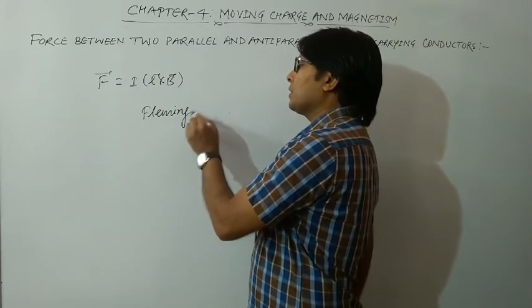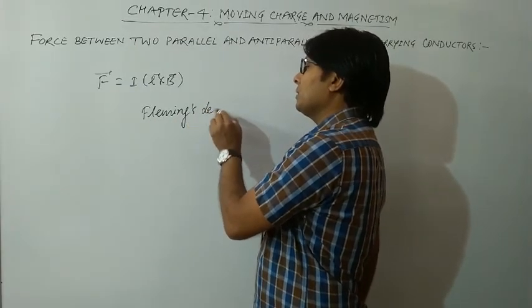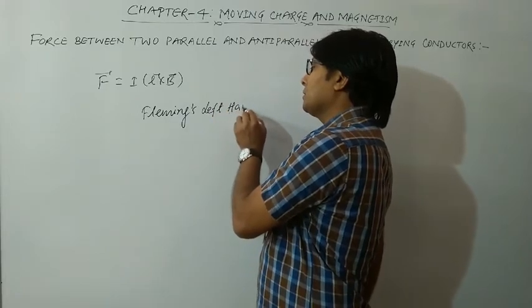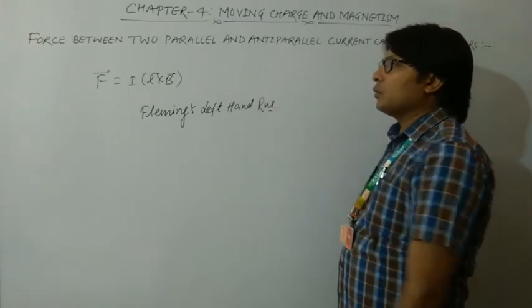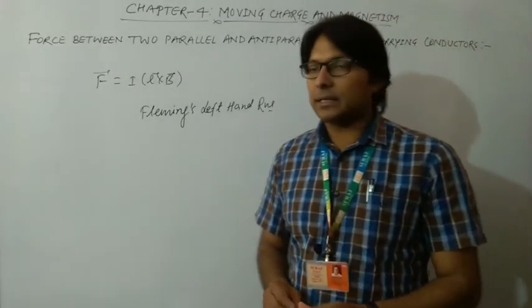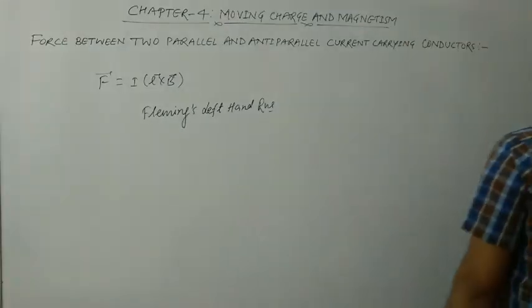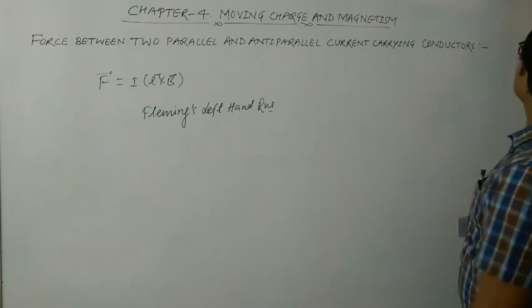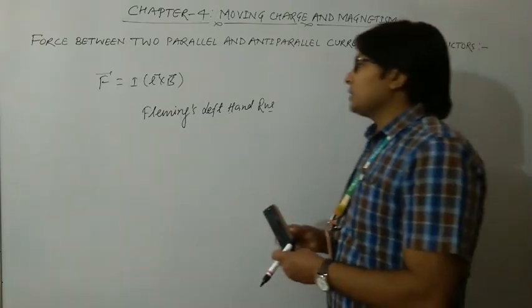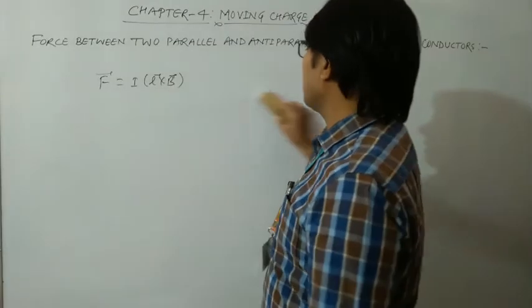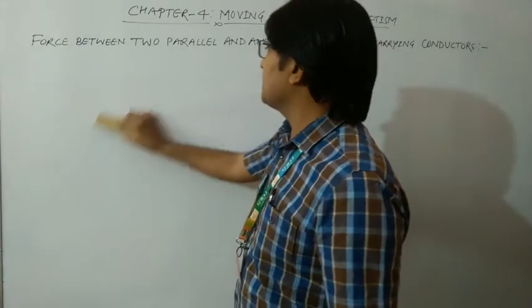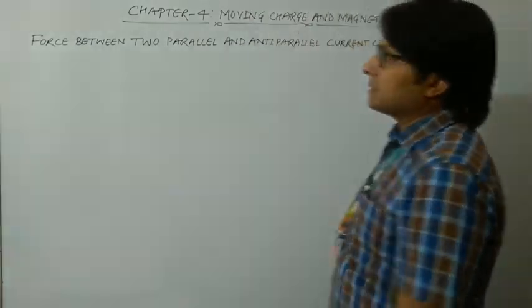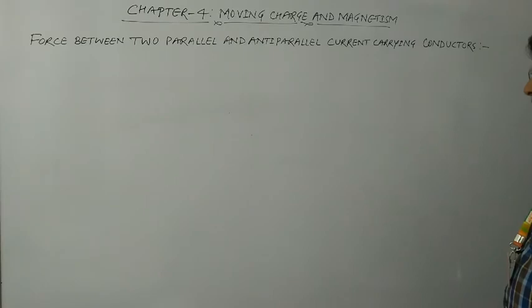Here also we are going to use Fleming's left hand rule, which is very important in determining the direction of magnetic force on a current carrying conductor. Let us start with the diagram of this topic, because using diagrams it is easier to understand why the parallel current carrying conductors attract each other and the anti-parallel current carrying conductors repel each other.